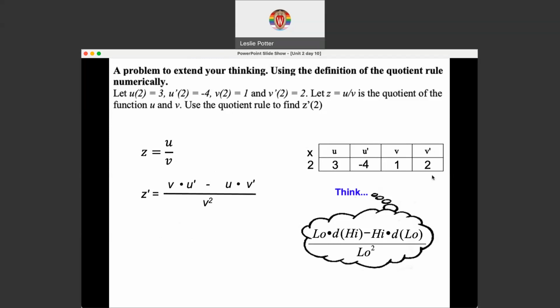Now I can just grab my numbers. V when X is equal to 2 is 1, right? So I'm going to put that in for V. U prime is -4, U is 3, V prime is 2. I'm going to have to do a little math here, all over 1 squared. You know 1 squared is 1. You don't need that denominator. So what do we have in the top here? We got -4 minus 6. So -4 minus 6 is -10. So the derivative of function Z at 2 is -10.